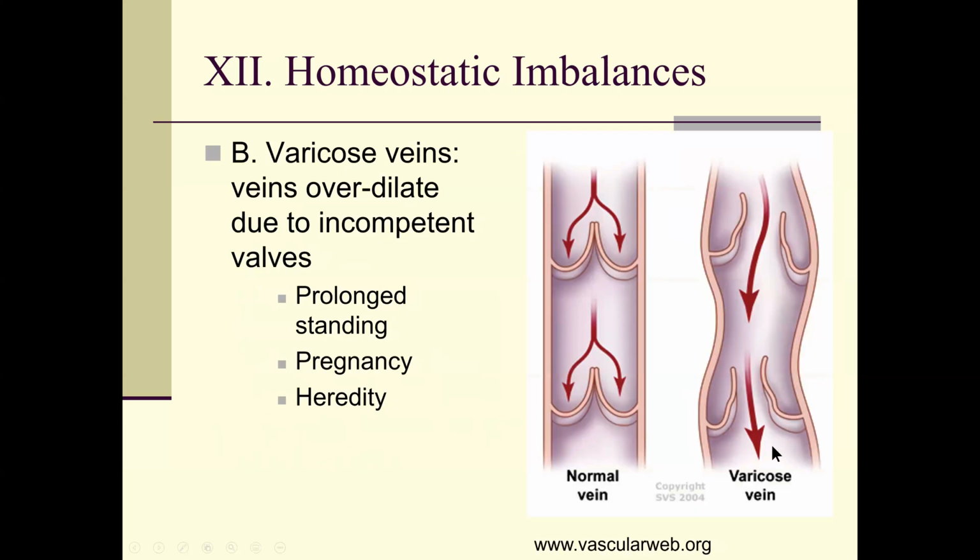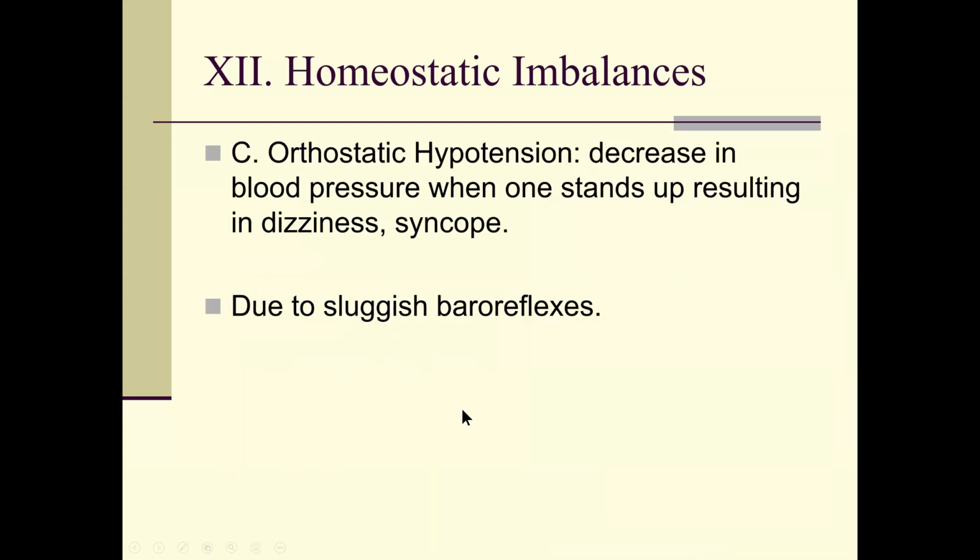Varicose veins: if the veins are competent, obviously, the blood's going up this way. When the compression of the muscle stops, the valves close. Whereas if the valves are incompetent, this is what happens. The blood flow comes back, the veins dilate. Causes include prolonged standing, pregnancy, and heredity. A lot of people get them. There's all kinds of different treatments for them.